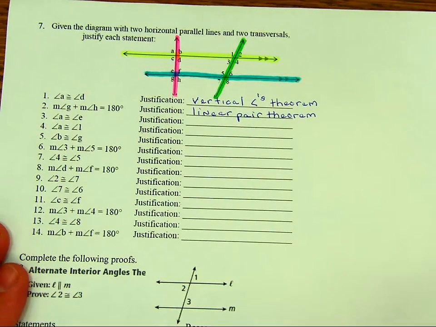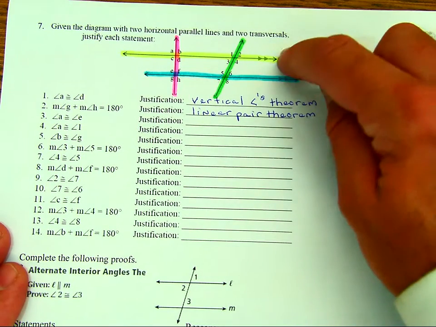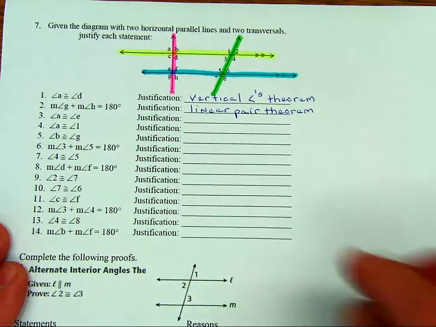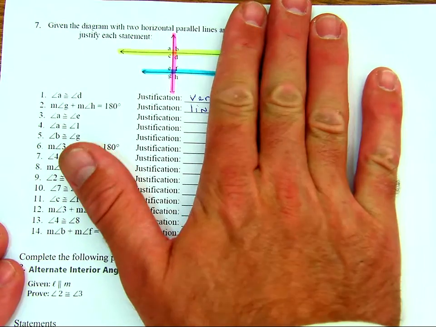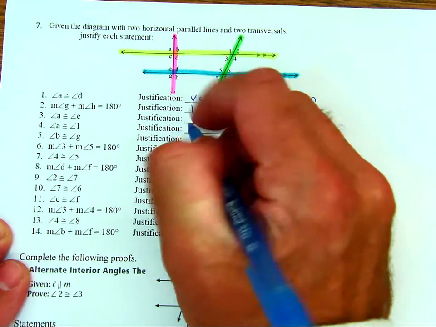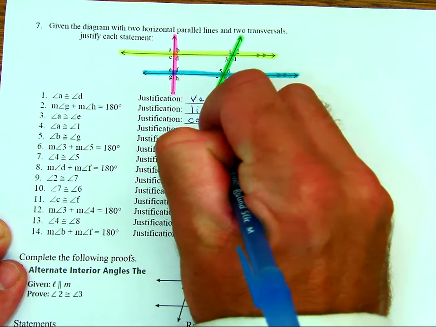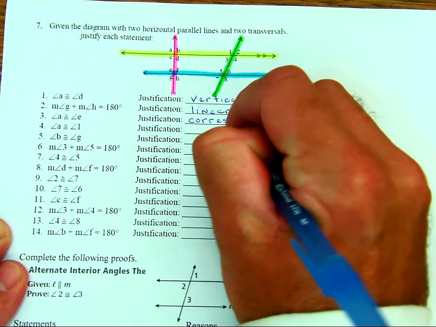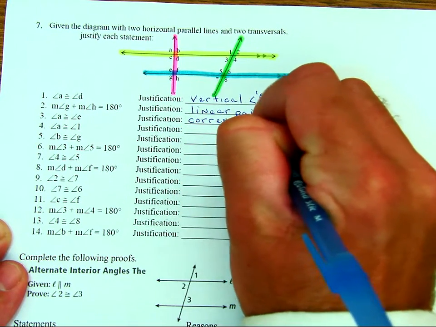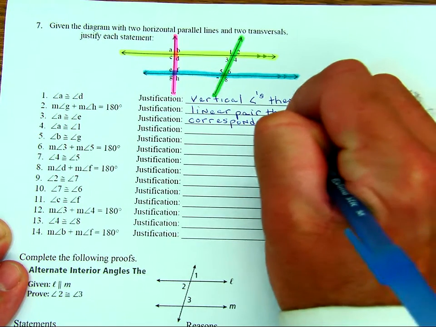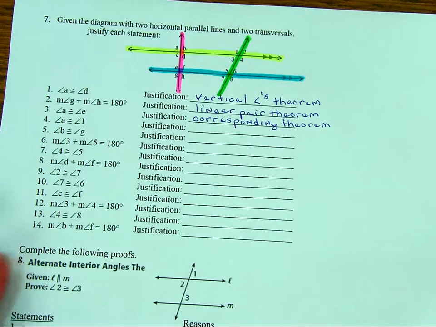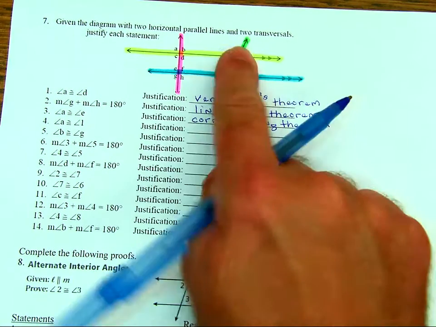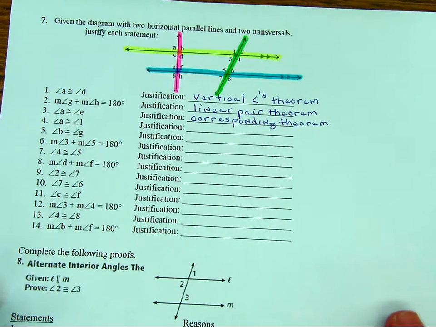Angle A is congruent to angle E. When the lines are parallel, the yellow and blue lines are parallel. A and E are in the same position. They're called corresponding angles. So the corresponding angles theorem tells us that when the lines are parallel, corresponding angles are congruent.